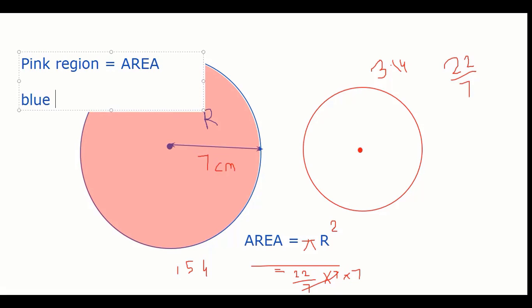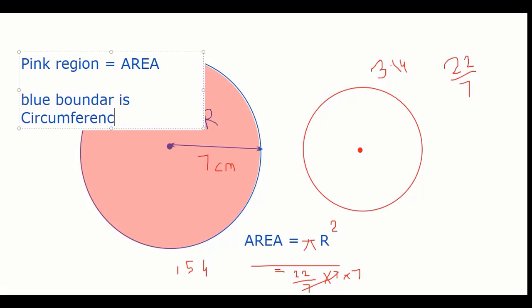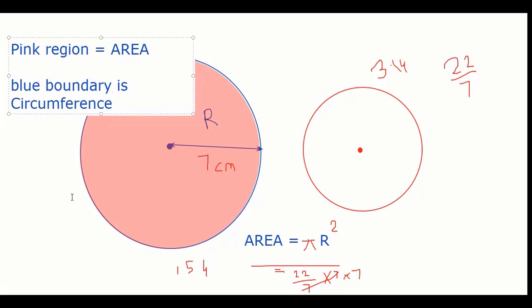The blue boundary is known as the circumference. How much is the length of the circumference? That is called the circumference. Sir, the circle doesn't have any length. That's what I say, circumference: the length of the blue line, the full blue line.